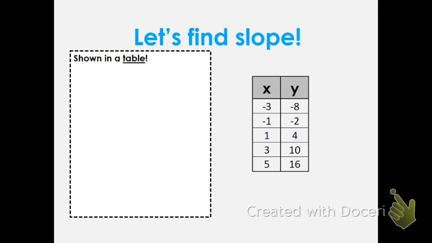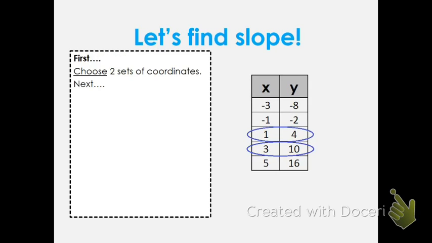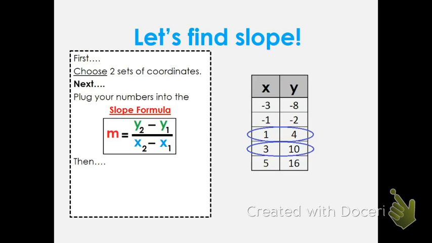Okay, next, we found slope from a graph. We found slope from a triangle. We found slope from an ordered pair. The next thing is to find slope from a table. So here's how we're going to do it. We're going to choose two sets of coordinates, and then we're going to circle those. One of them is going to be our x1 and y1. Remember our slope formula.